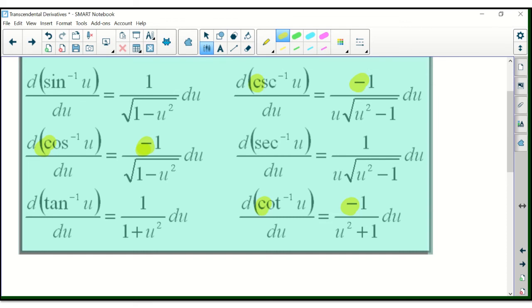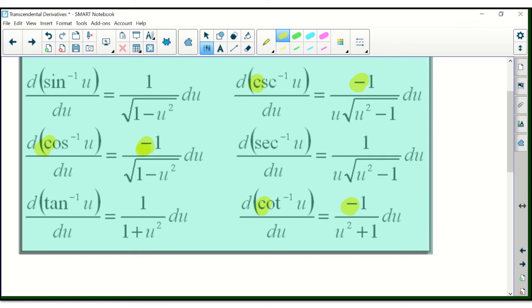You should also notice that sine and cosine are the exact same pattern except cosine is negative. Tangent and inverse cotangent, exact same pattern except inverse cotan is negative. And cosecant and secant also, that's the exact same pattern, and one of them, the cosecant, is negative and your secant is positive.